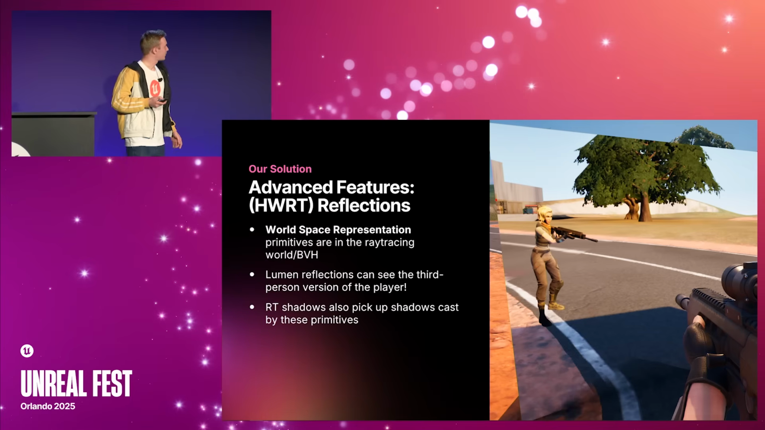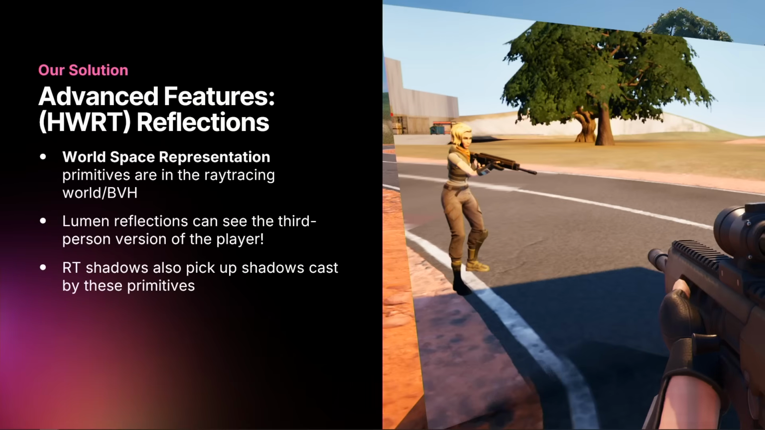This also works for ray traced shadows. They pick up shadows cast by these primitives. And since it's in the ray tracing world, it can really be used by any ray tracing feature. Currently, these are the two that have explicit support for it, but it could be trivially added to other features in the future, like mega lights, for example.